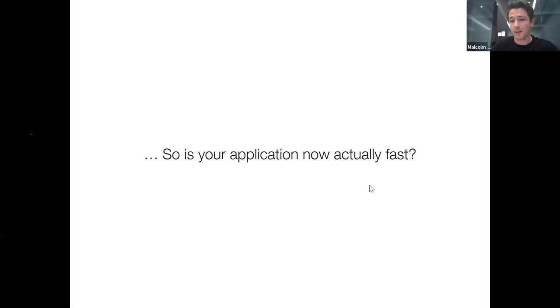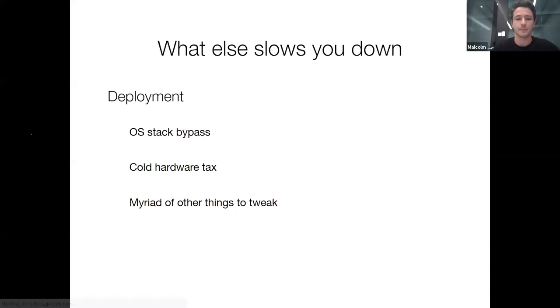So you've optimized your code, and the compiler optimizes it really well. You put it into production. Is it actually fast? Well, it might not be. There are some more things you can think about. We're not going to go into any of this, but they're fun to think about.